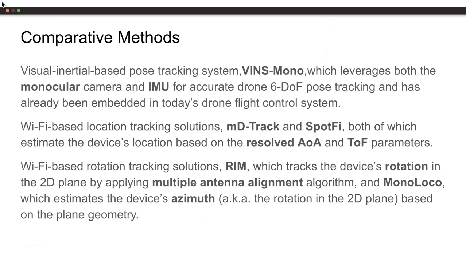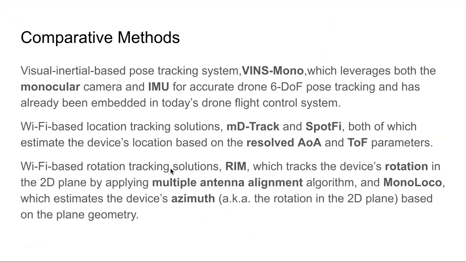And then they compare their method to different state-of-the-art methods, separated into 3 categories. First one is the vision-based pose tracking system, VINS-Mono, which leverages the monocular camera and IMU for accurate drone 6-degree-of-freedom pose tracking, and has already been used in today's drone flight control systems. And Wi-Fi based location tracking solutions, MD-Track and SpotFi, both of which estimate the device location based on the results of angle of arrival and time of flight parameters.